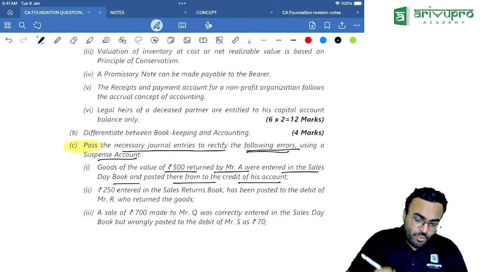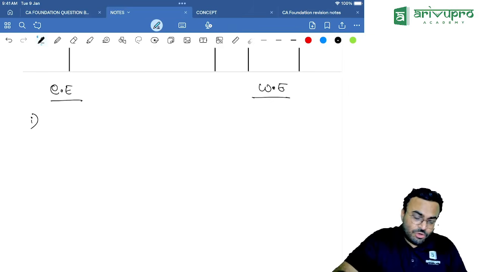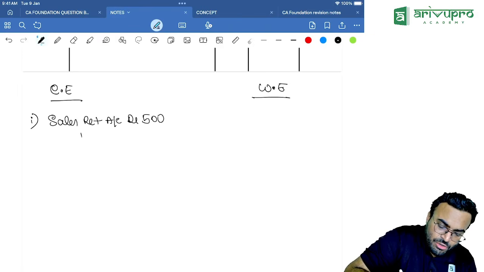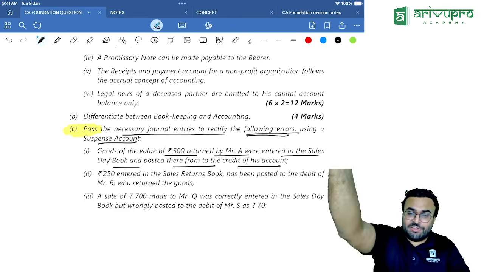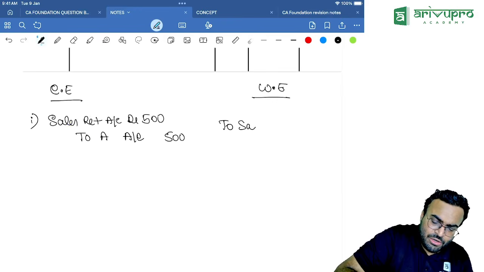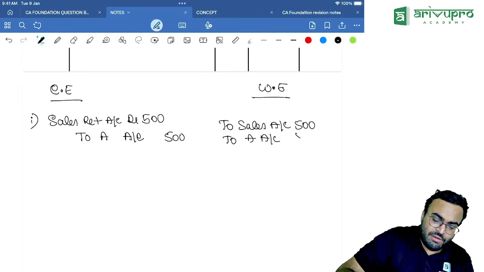Okay, first one. What is the transaction here? Goods of the value of 500 returned by A. Goods returned by A. What should be the entry? Sales return account debited 500 to A's account 500. What is the wrong entry? Entered in the sales day book and posted from there to the credit of his account. I think we just saw this kind of an error. So entered in the sales day book, so you're going to write to sales account 500 and then posted to the credit, so to A's account 500.